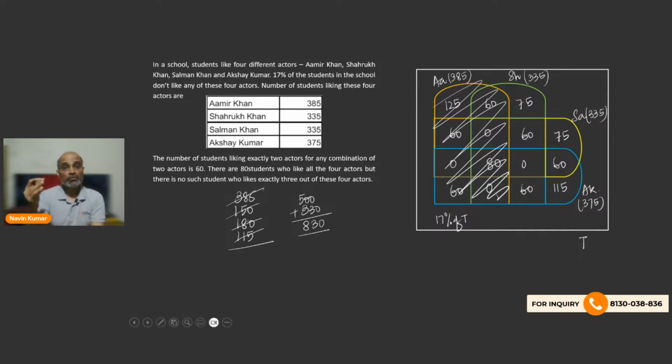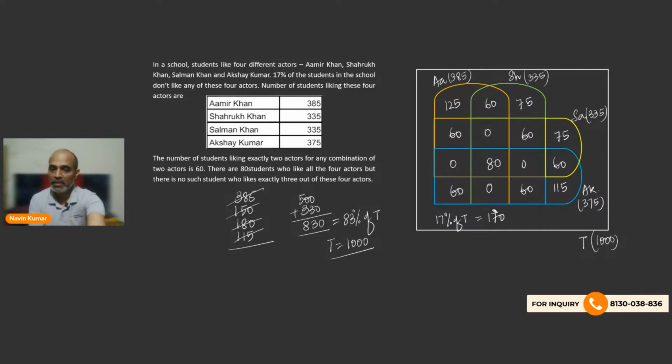17% of the students lie outside the four sets. So that means 83% of the total lie here. So that means T is going to be 1000. So there are a total of 1000 students, out of which 170 do not like any of the given four actors. And the remaining 830 like at least one of these four actors. That's it. So you can see that the only time-consuming part was to draw the four-set Venn diagram. After that, everything was simple addition and subtraction.